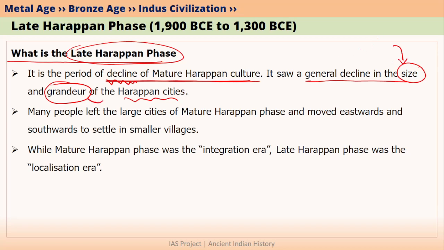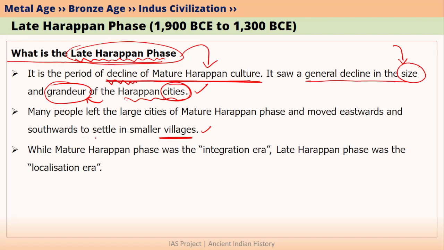What does it mean when we say there is a decline in grandeur of Harappan cities? It simply means that the settlements in late Harappan phase were not as impressive as mature Harappan phase settlements. And in mature Harappan phase, the settlements were mainly cities. But in the case of late Harappan phase, the settlements were mainly villages. And generally, cities are more impressive than villages. That is why we say that there was a general decline from mature Harappan phase to the late Harappan phase.